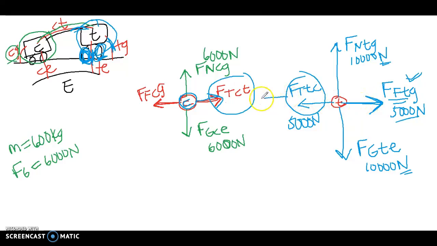Now we look for our pair. Once I have one side of the pair, I know that this guy also has to be 5,000. And if this is 5,000, I know this guy has to be 5,000 because the forces are balanced, because he's moving at a constant speed.